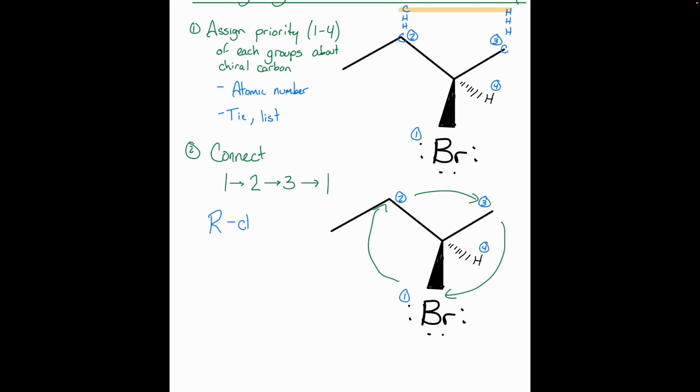All right, but we got to put one important caveat in front of this. And that is, if that last priority group, the lowest priority group, is pointed into the page, then R is clockwise and S is counterclockwise.